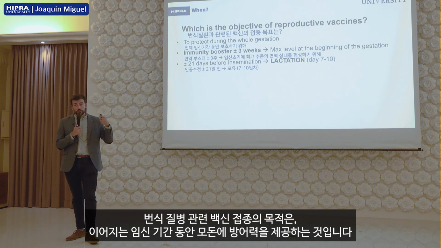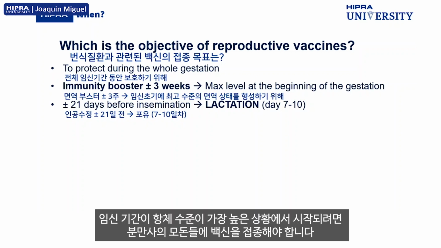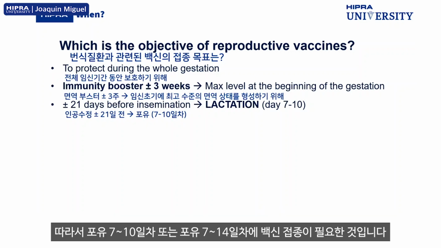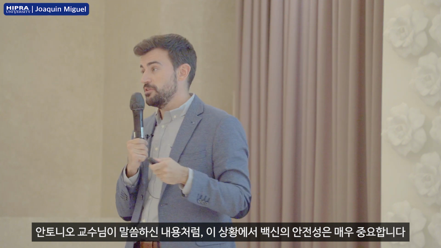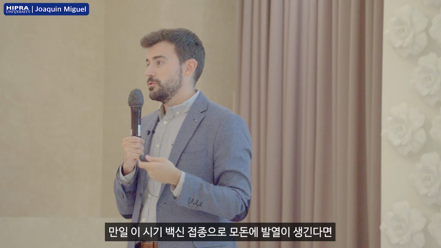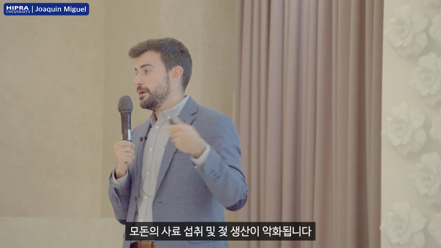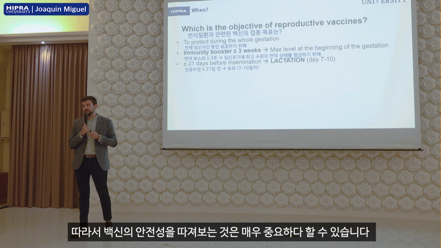Okay, so if we think that the objective of the reproductive vaccines is to protect the sow during the next gestation, and as we are aware that the time to develop the immunity booster after the vaccination is 3 weeks, if we want to start the gestation with a higher level of antibodies, we need to vaccinate the sows during the lactation, around day 7 to 10 more or less, or day 7 to 14. Here it's very important to remark that, as Antonio has mentioned in his presentation, the safety of the vaccine. If we are going to provoke fever to the sow during the lactation, it's going to impair the feed intake. So it's very important to evaluate the safety of the vaccine.